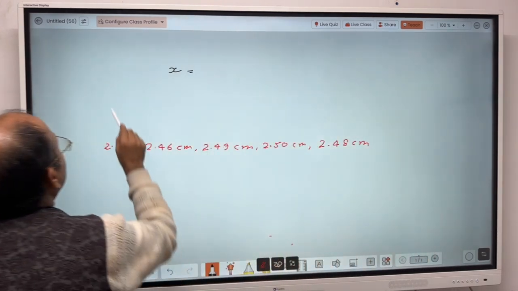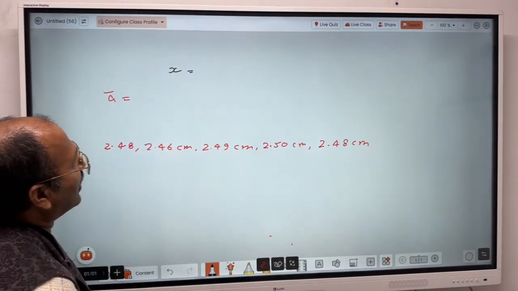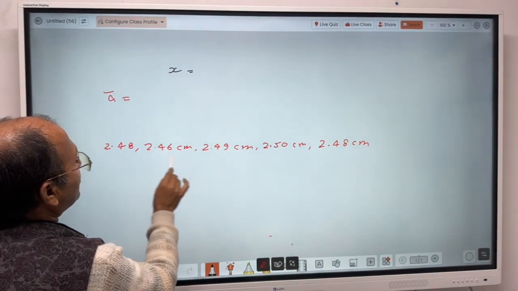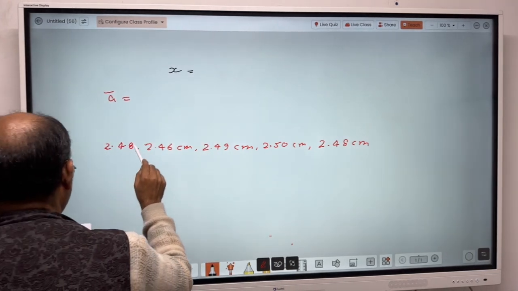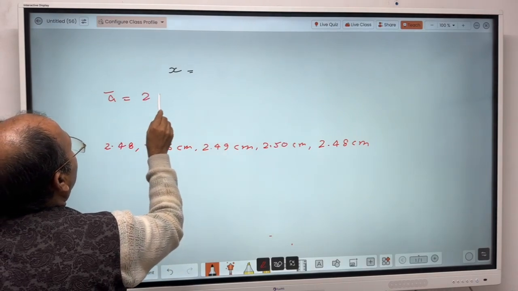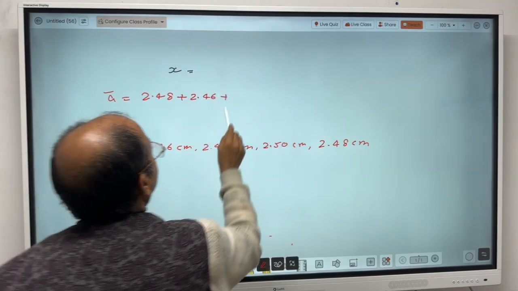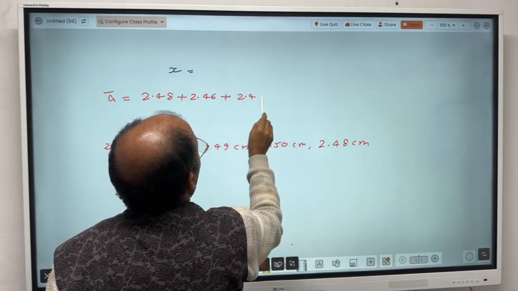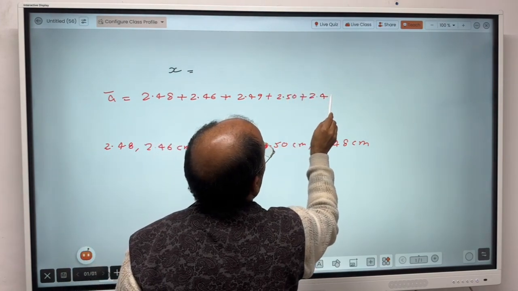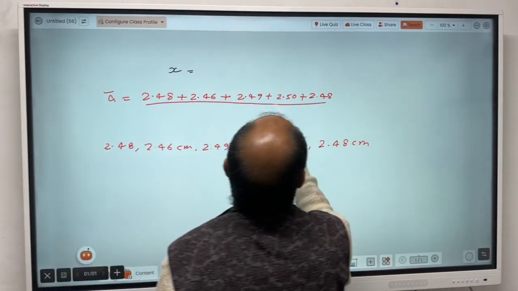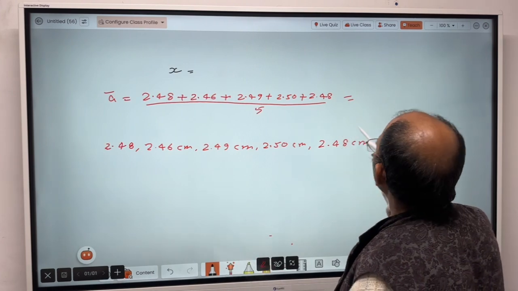Now, first of all, the first step is to get A bar. So for A bar, you understand that we find the sum of these and then we divide by the number of turns. So there are 1, 2, 3, 4, 5 turns. So we write directly the values: 2.48 plus 2.46 plus 2.49 plus 2.50 plus 2.48, whole divided by 5. We can evaluate it, so it will be equal to 2.482.